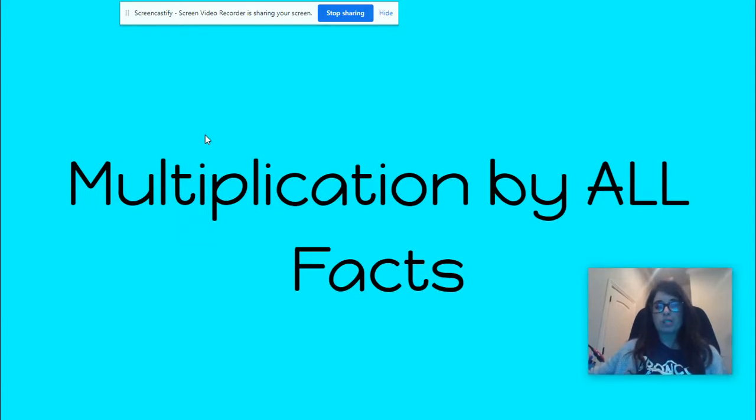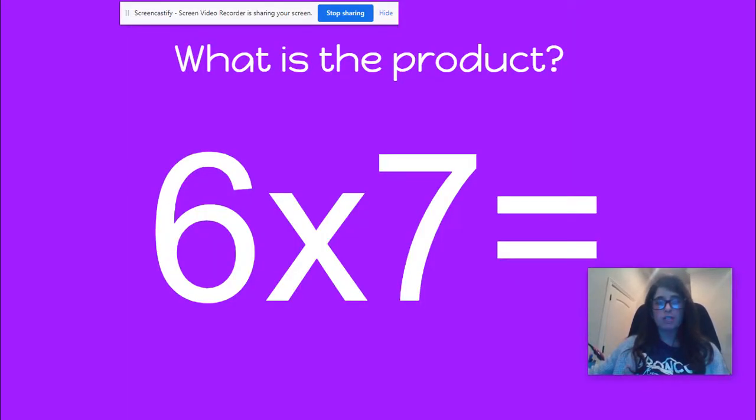Remember, this week we're multiplying by all facts, every single fact. You should be able to use the strategies you know: building up, building down, using the distributive property. You are practicing getting faster and faster at those facts. So let's look at our first problem.